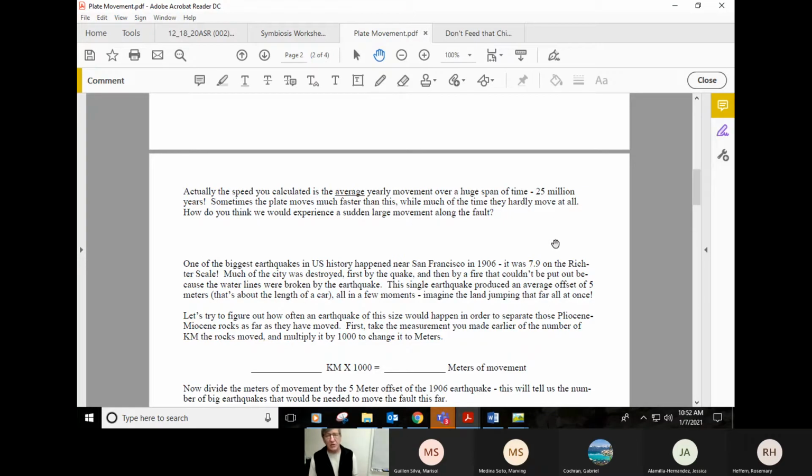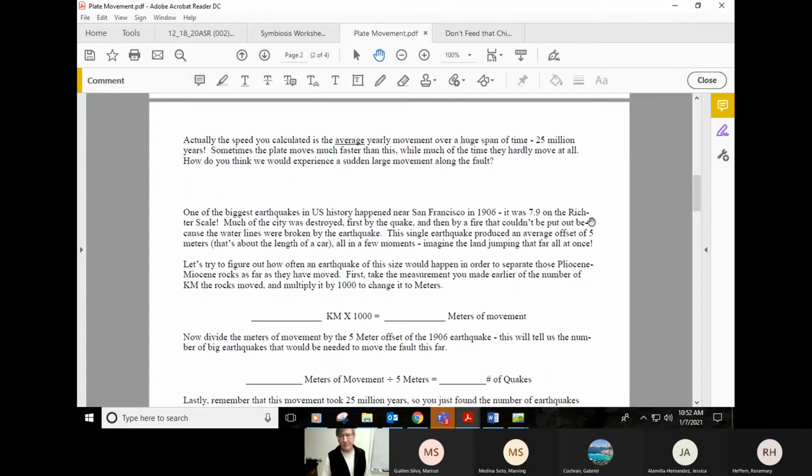The plate suddenly moves a bunch. What would our experience of that be? What do you think? Put your answer here. Shouldn't be too hard. If the land is moving underneath your feet, and you probably said that it was an earthquake.